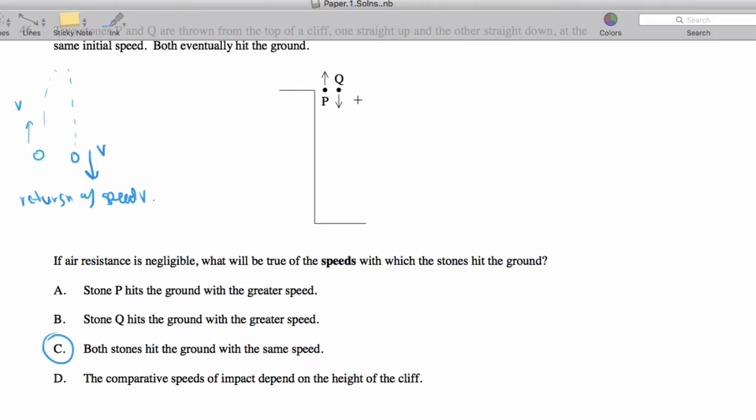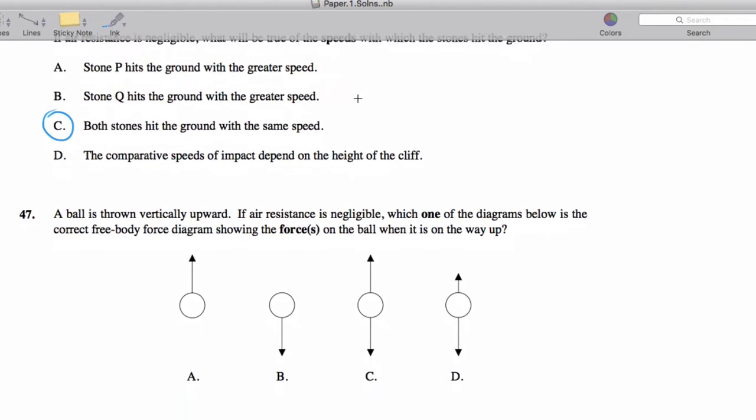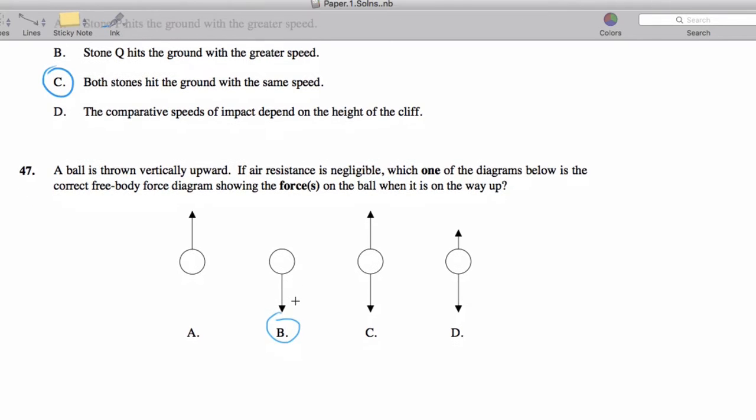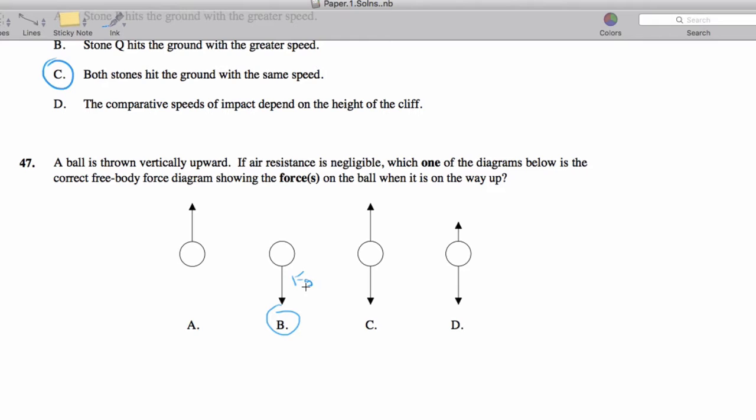And here, a ball is thrown vertically upward, and air resistance is negligible. Which one of the diagrams below is the correct free body diagram of the force? Once again, it's that same idea that when you throw an object into the air, on its way up and on its way down, and even at the very top when it's stopped for just that split second, no matter what's going on with it, the downward force is the only force that acts. Let's be clear that that downward force is the weight of the ball, or if you prefer, the force of gravity.